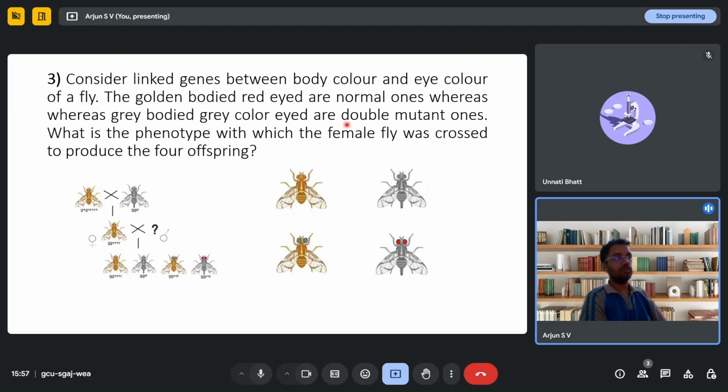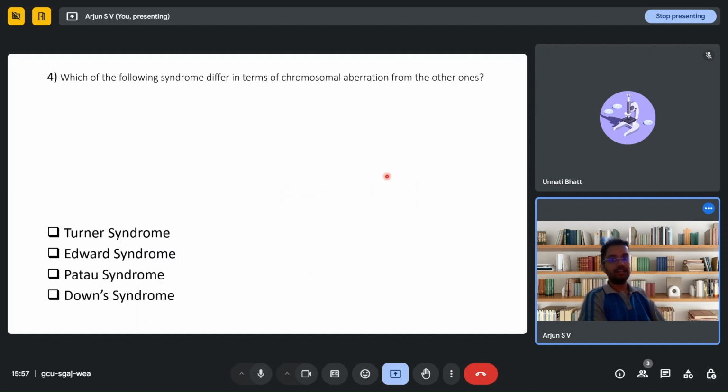So golden body red eye and then normal ones, and grey body grey color eye are double mutant ones. So what is the phenotype with which the female fly was crossed to produce the four offspring? This is an example of a test cross. So the answer is this: the male is grey body, grey eye color.